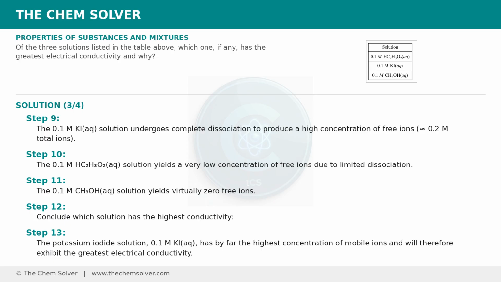Conclude which solution has the highest conductivity. The potassium iodide solution, 0.1 molar KI, has by far the highest concentration of mobile ions and will therefore exhibit the greatest electrical conductivity.